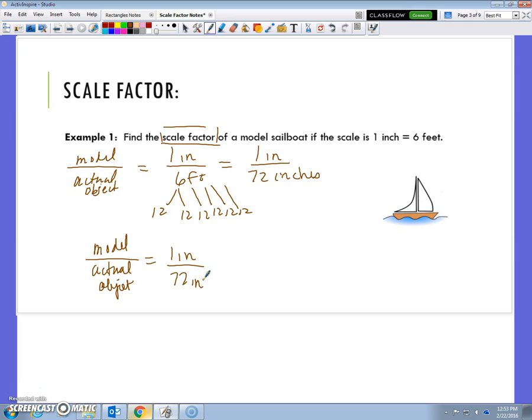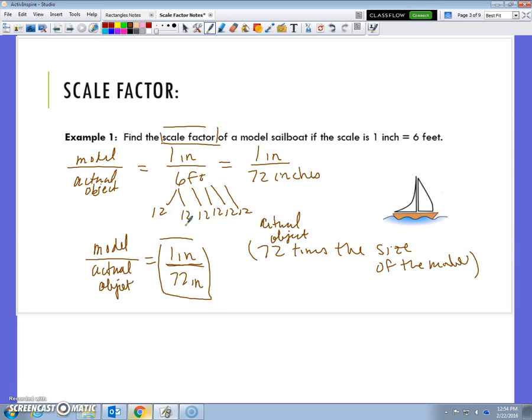So I could say that my object is actually 72 times the size of the model. Because for every 1 inch on the model, the actual object is 72 inches. So we could say the actual object is 72 times the size of the model. So the scale factor would just be 1 inch over 72 inches.